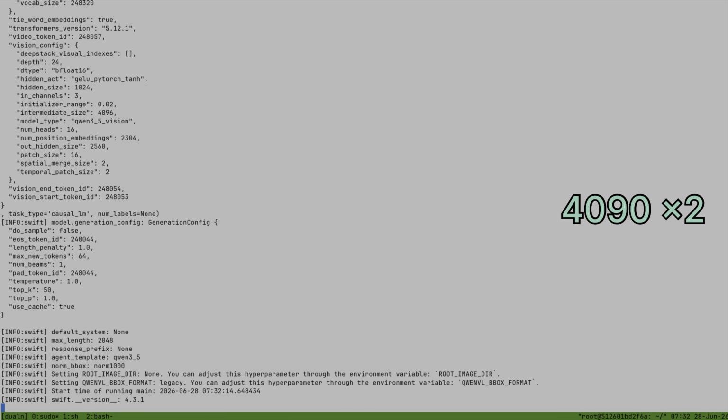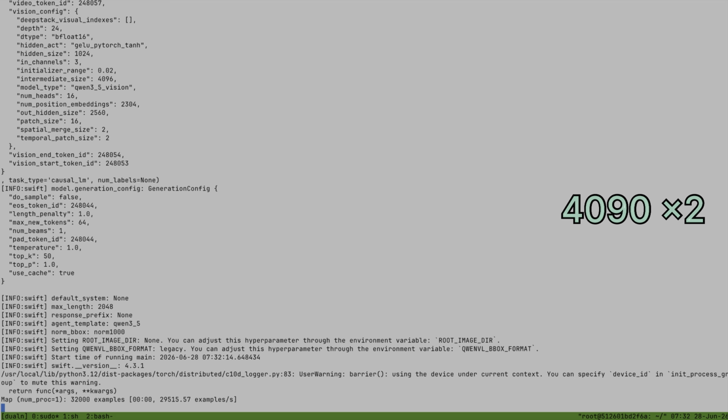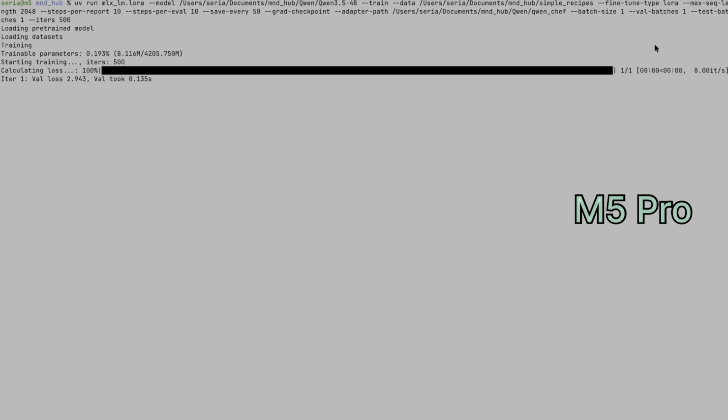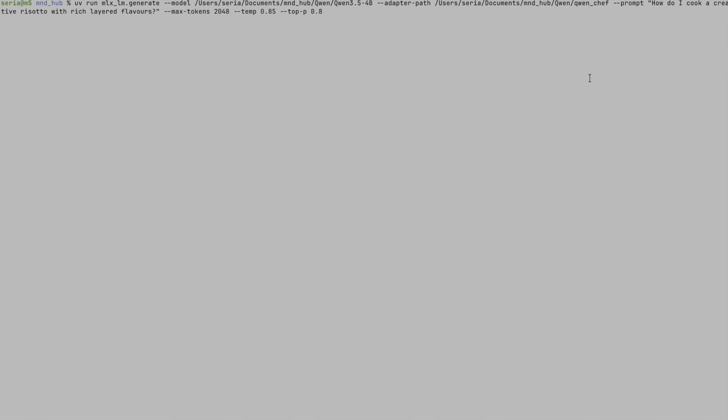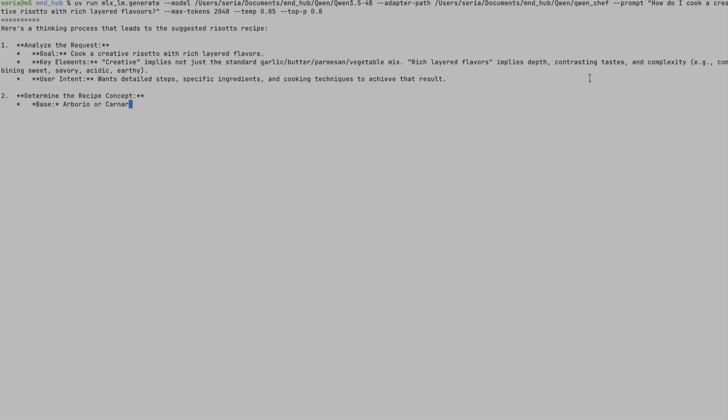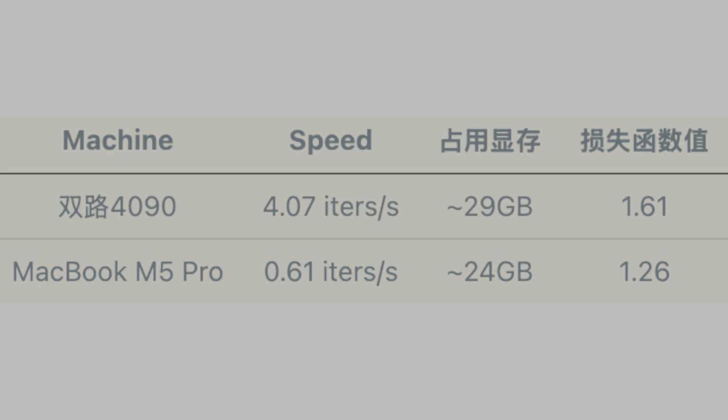Finally, let's look at training. I think this part is especially worth exploring, because Linux with NVIDIA GPUs can use the mainstream PyTorch, CUDA, and Unsloth stack. The MacBook mainly relies on the MLX community, so the ecosystem is still more limited. I prepared around 20,000 cooking-related training samples and used them to fine-tune Qwen 3.5 4B. The table shows several key metrics. Personally, I think the second column, training speed, is the most important one. The dual 4090 setup can reach about 4 training steps per second, almost 7 times faster than the M5 Pro. For me, that alone makes the result quite clear.